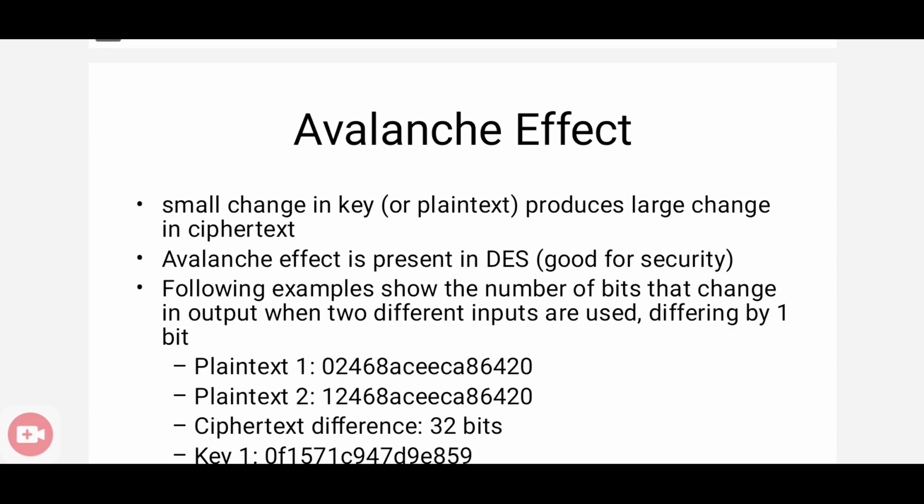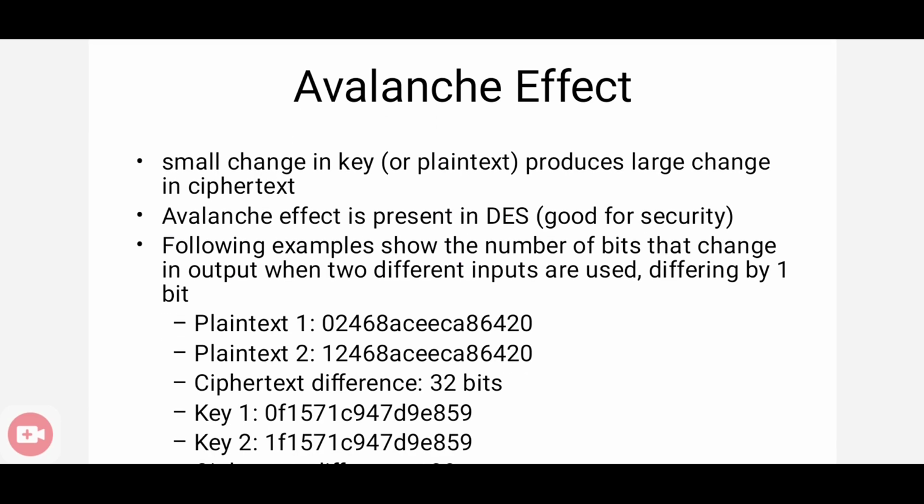Next, this is the explanation of the DES structure, and what is the avalanche effect in the DES algorithm? The avalanche effect means that if there is a small change in the input, it will produce a large change in the output. That is, if we change a bit in the plain text or a bit in the key, it will produce a large change in the ciphertext. That property is known as the avalanche effect.